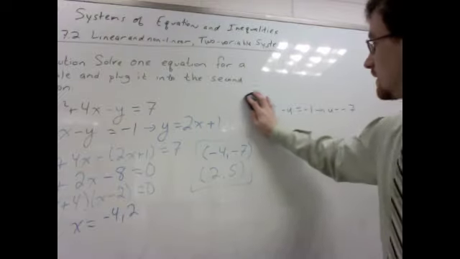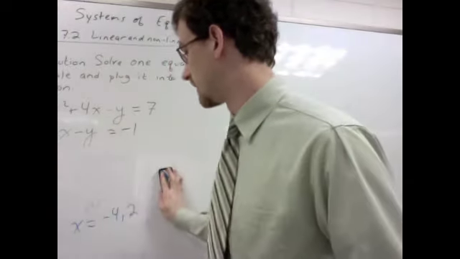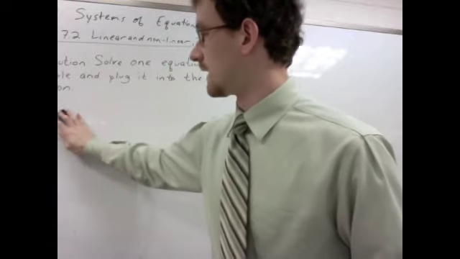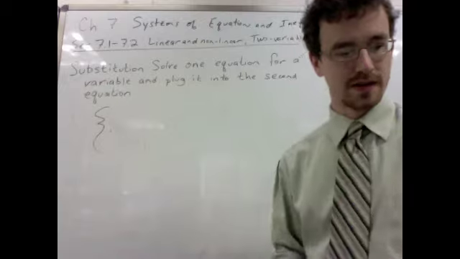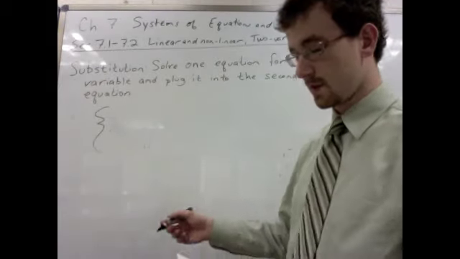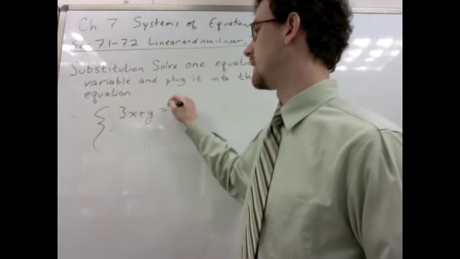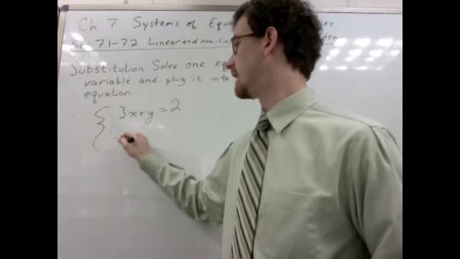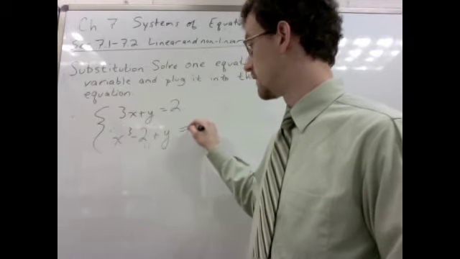This next one, I'm going to put it up here, and then I'd like you to pause the video and see if you can figure it out by yourself, and then check your answer as I work through it. 3x plus y equals 2, and x cubed minus 2 plus y equals 0.